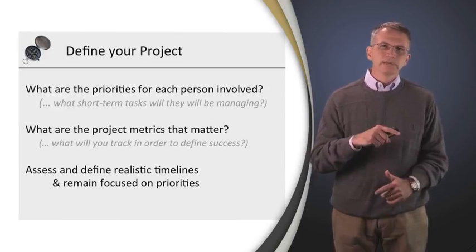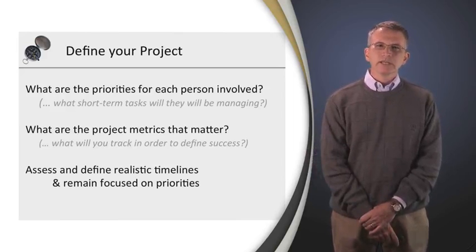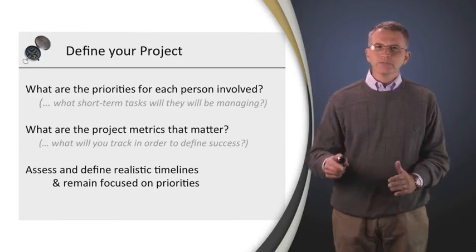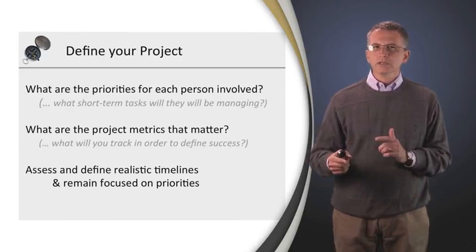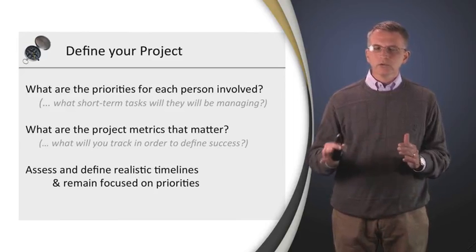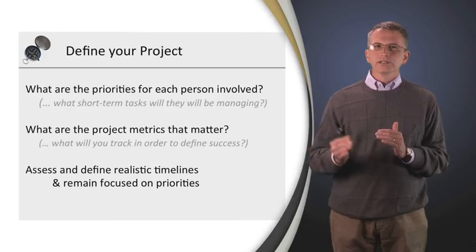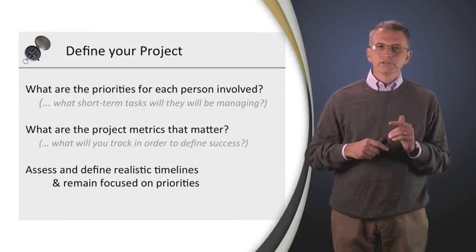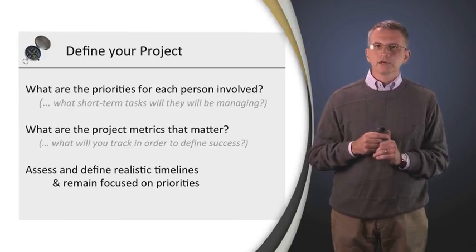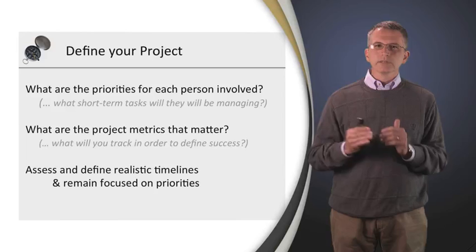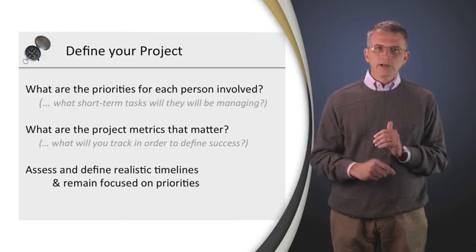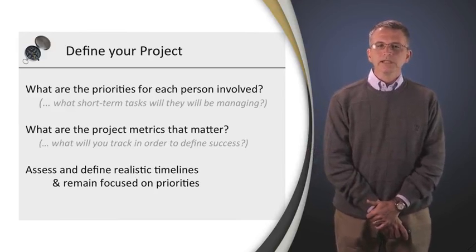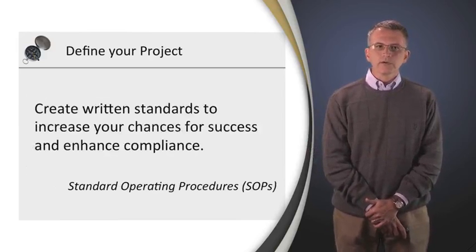This relates back to that first bullet point, but again, make sure that, maybe not the study endpoints, but the operational metrics will tell you as a coordination team whether things are going well and on schedule, or maybe whether they're slipping a bit. So basically, try to come up with things up front on the project metrics side that are going to help make sure that the management of that project is right on track downstream. And finally, assess and define realistic timelines and remain focused on those priorities.